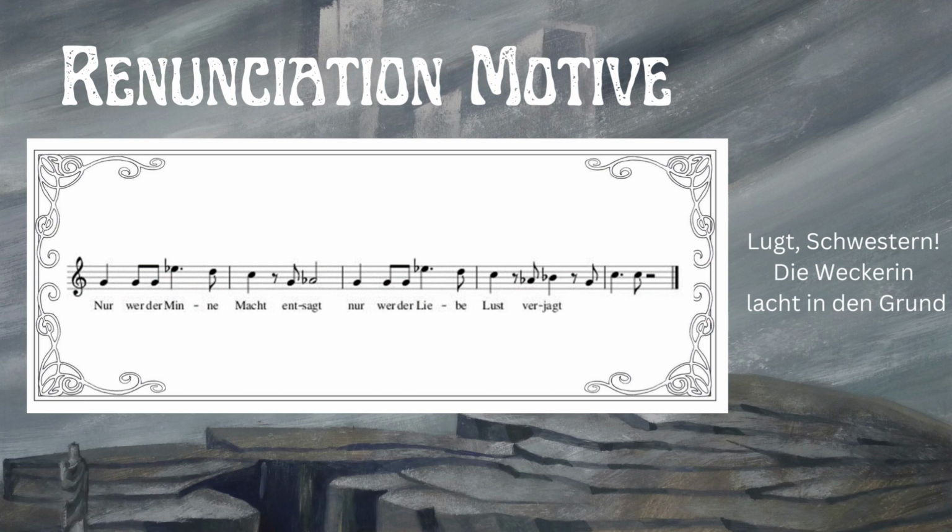Wagner lets the so-called Renunciation motif sound in the minor key. It sounds threateningly in the trombones and Wagner tubas, which gives the motif a peculiar dark timbre.